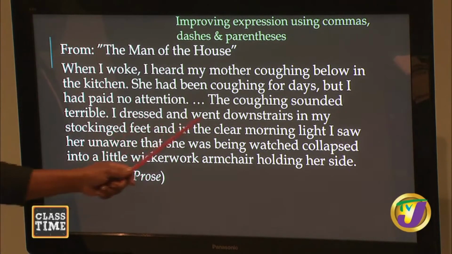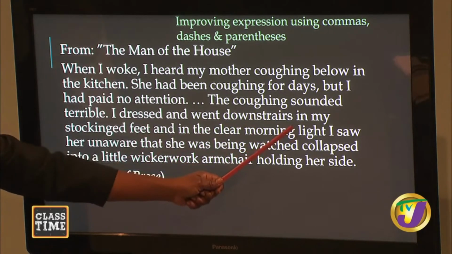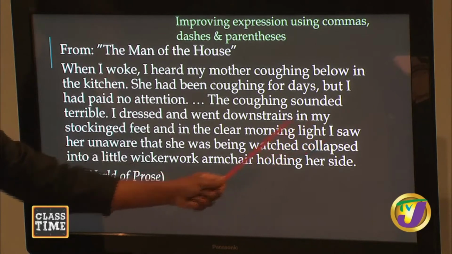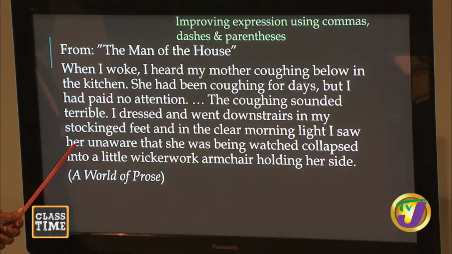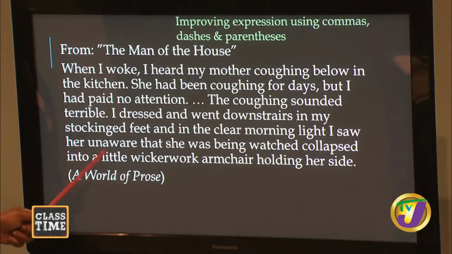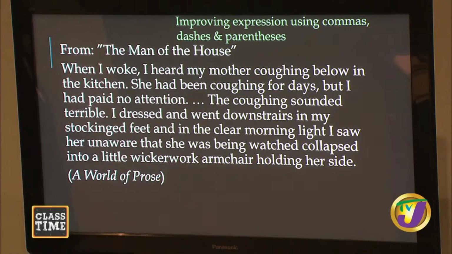So I dressed and went downstairs in my stockinged feet, and in the clear morning light, I saw her collapsed into a little wickerwork armchair holding her side. This one is technical, right? Okay, you have to think a lot. So then you're going to look to see now which of the thoughts have been left out.